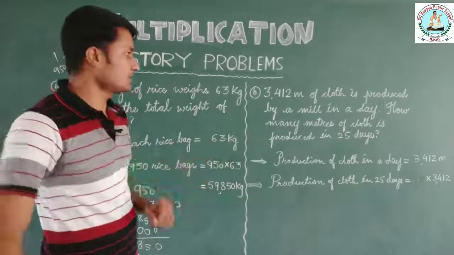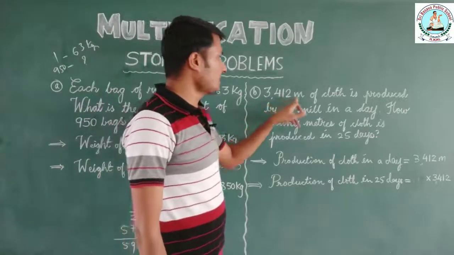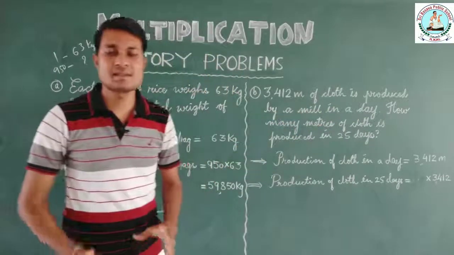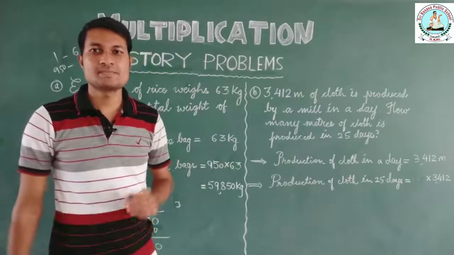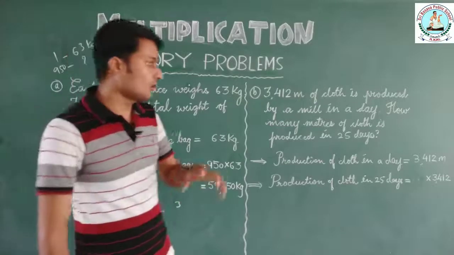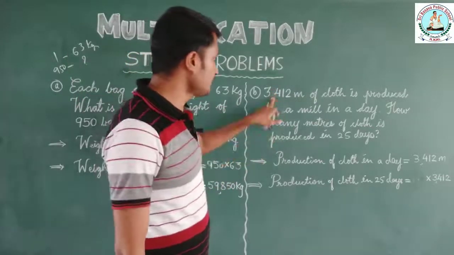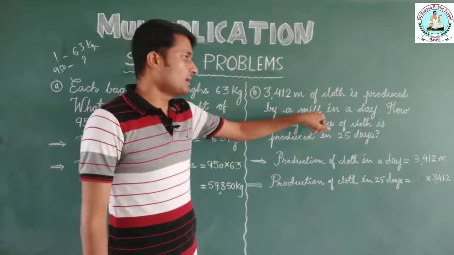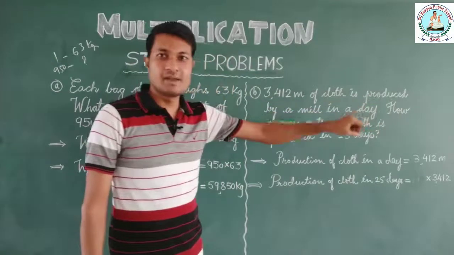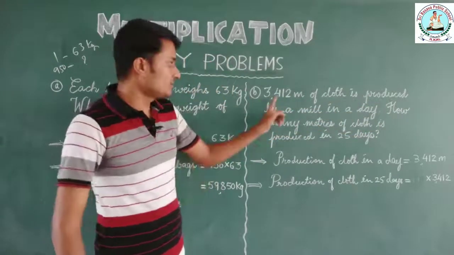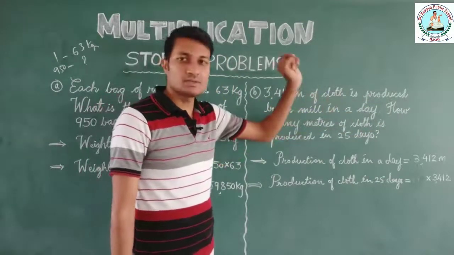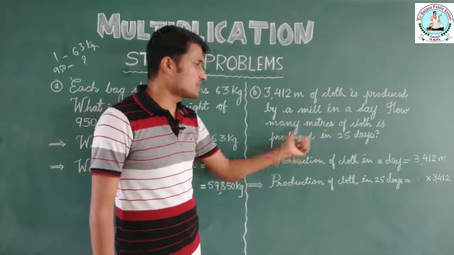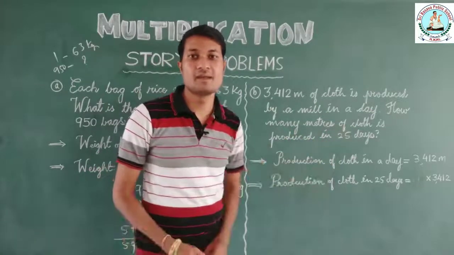Let's go for another problem, that is 3,412 meter of cloth is produced by a mill. So a mill is like a factory where cloth is produced in a large amount or on a large scale, right? So 3,412 meter of cloth is produced by a mill in a day, means every day that mill is producing 3,412 meter of cloth. Right, you need to find out how many meters of cloth is produced by the same mill in 25 days, right?